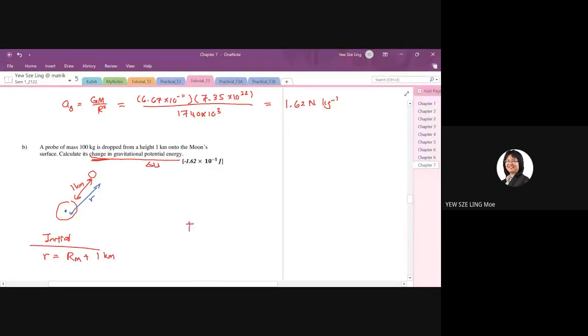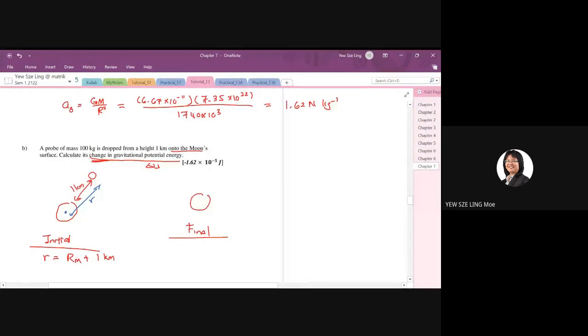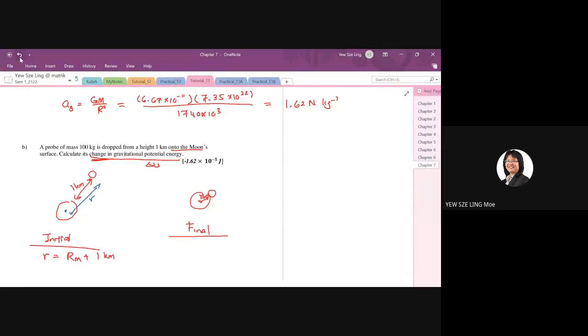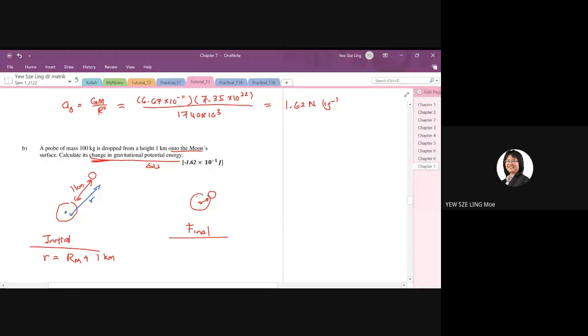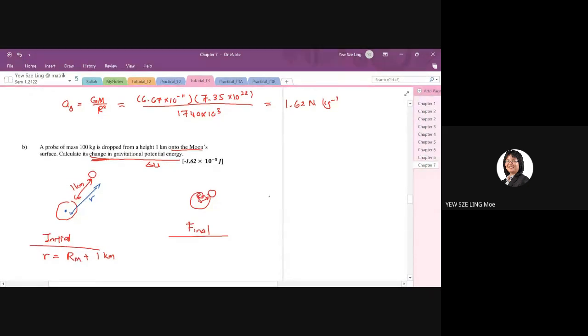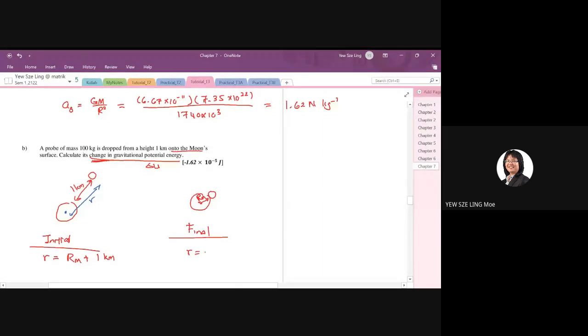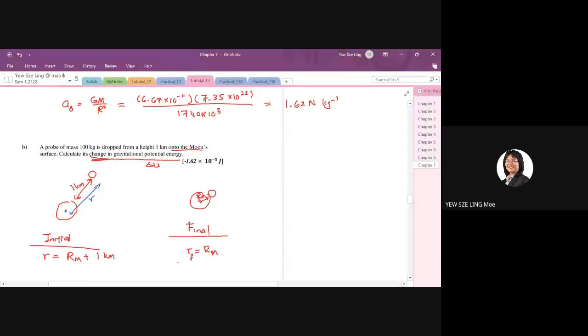And the final position, because it says it drops onto the moon, means the final position is just on top of the moon. Therefore r is straight away equal to R moon, R M. So the final r is just equal to R M, and initially you have R M plus 1 km.